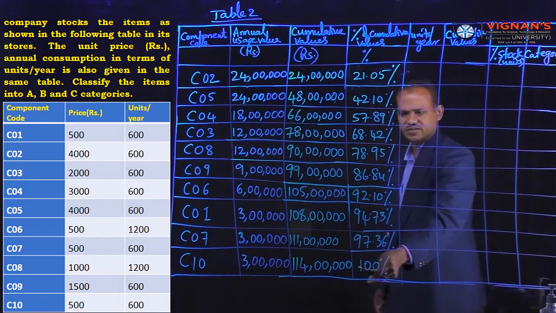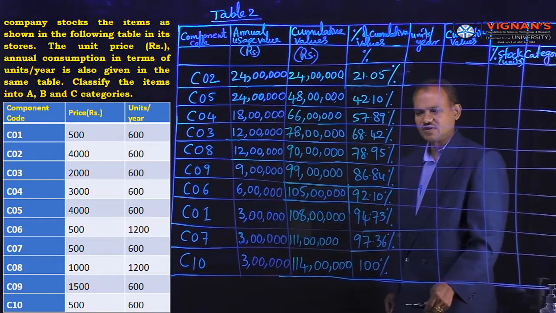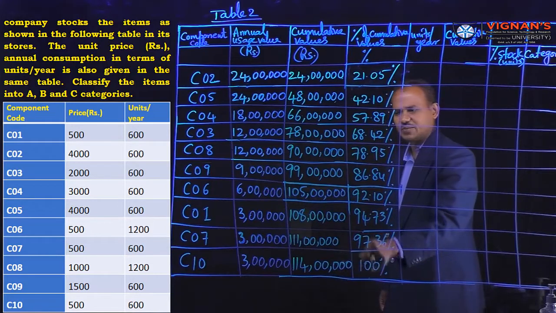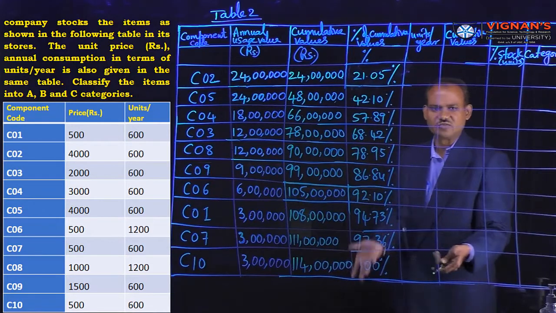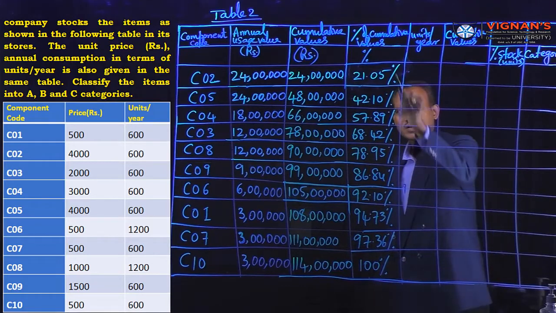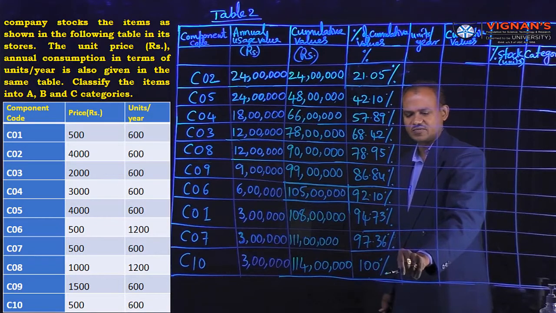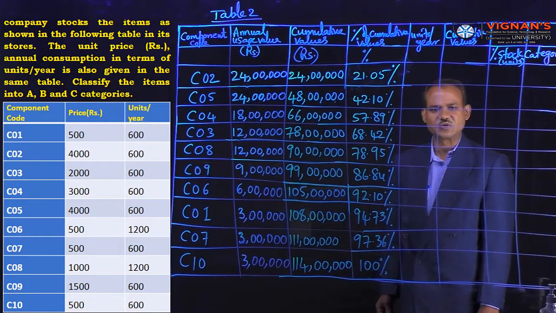Last component has cumulative value 114 lakh. 114 lakh divided by total value, the same value 114 lakh. What will happen? It becomes 1. In percentages, 1 into 100, 100%. For any problem, for the last component, it should be 100%. Okay.